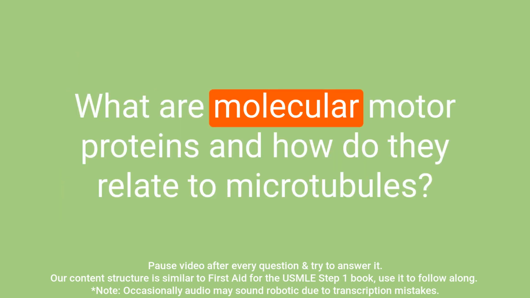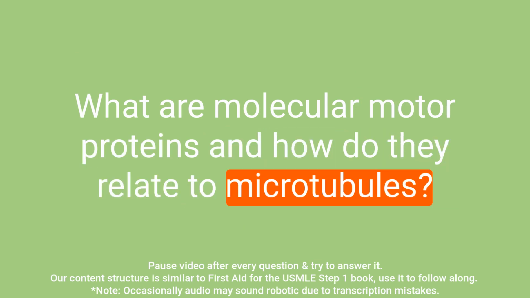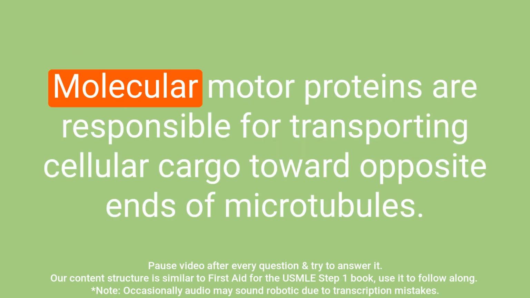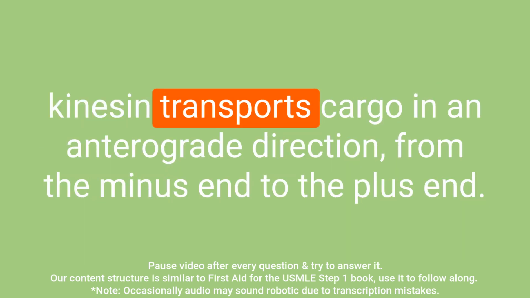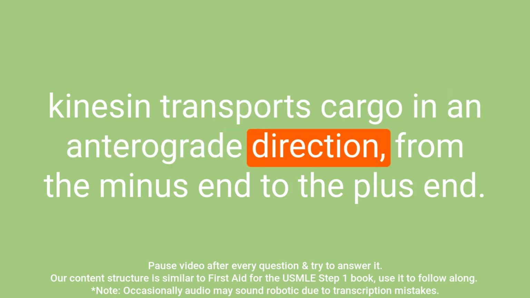Question: what are molecular motor proteins and how do they relate to microtubules? Answer: molecular motor proteins are responsible for transporting cellular cargo toward opposite ends of microtubules. Dynein transports cargo in a retrograde direction along the microtubule from the plus end to the minus end, while kinesin transports cargo in an anterograde direction from the minus end to the plus end.